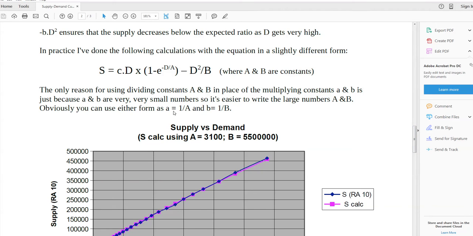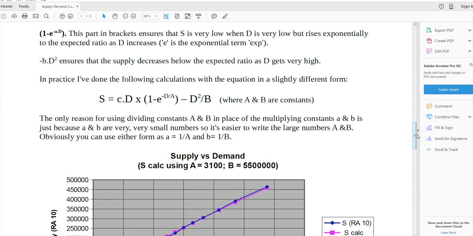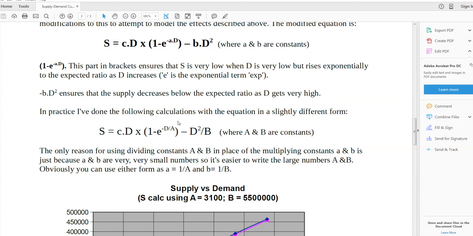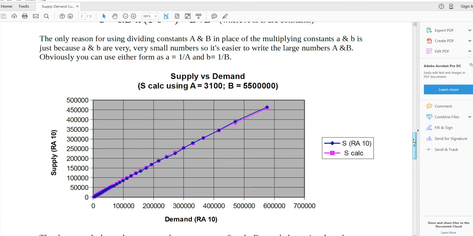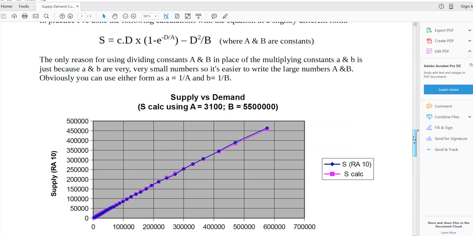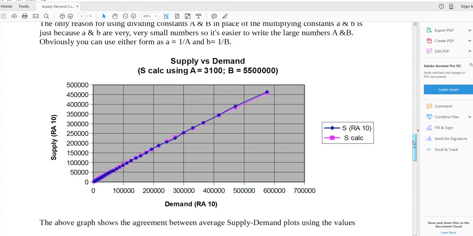Obviously the constants are just the reciprocal of each other, so little a in the first equation, little a here is just 1 over big A, and little b is just 1 over big B. So you can use either, but just for practical purposes I use the other one. Looking at the data, this is the average data. I worked out that you probably fit the data reasonably if you used values of A and B corresponding to this.